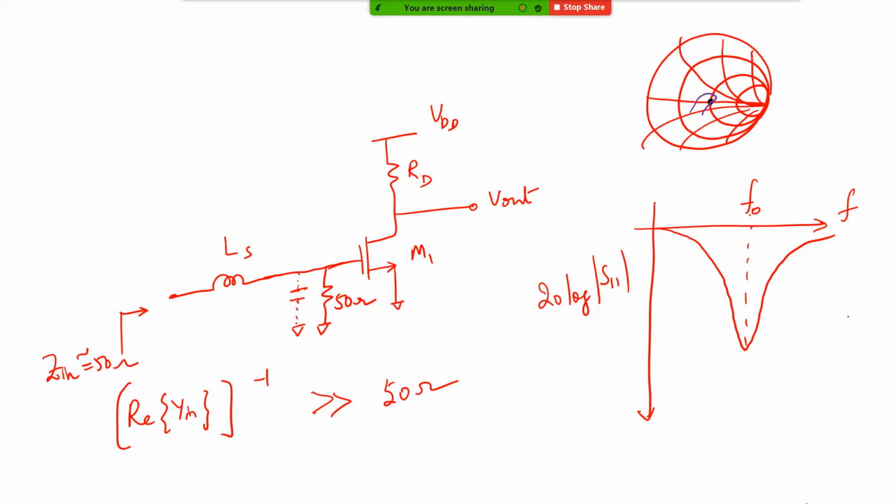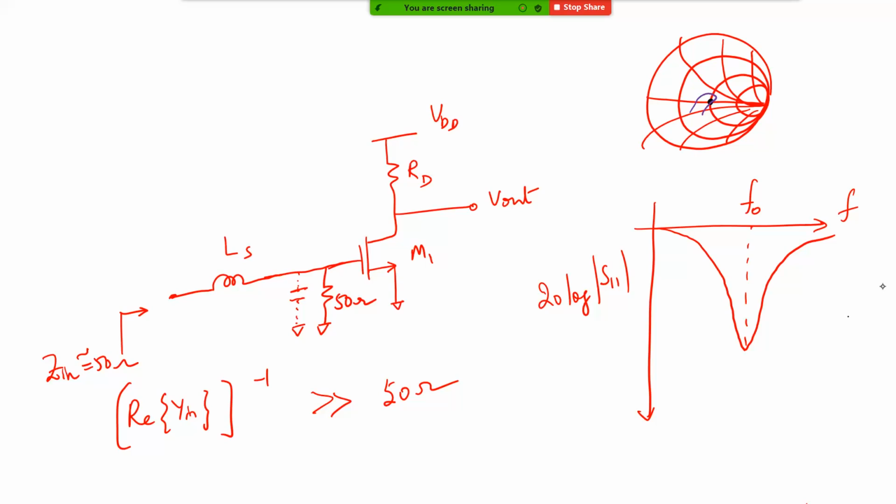Now usually what happens is, when your input is properly matched, the incident wave or the incident power is fully absorbed by your system. So the reflected power is very, very less, which is why you get a very deep negative point at the frequency at which you have matched your LNA.